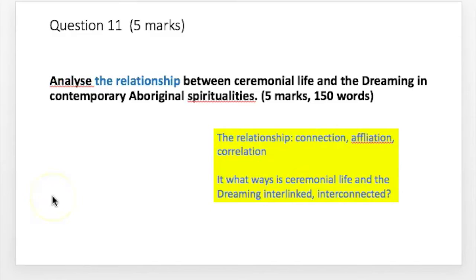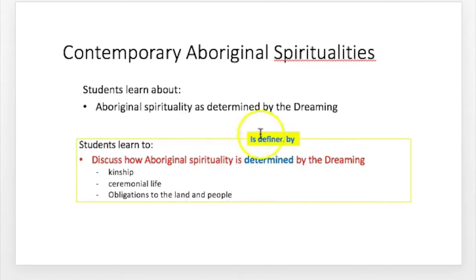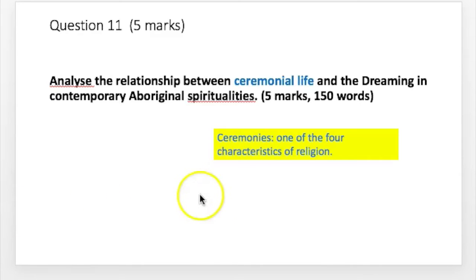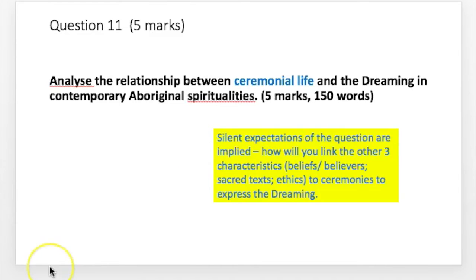So analyse the relationship. That term in the question, the relationship, links back to the dot point that the spirituality of which ceremonial life is a part is determined by the dreaming. Ceremonial life is one of the 4 characteristics of religion, and therefore it's the emphasis of the question. There's some silent expectations of the question.